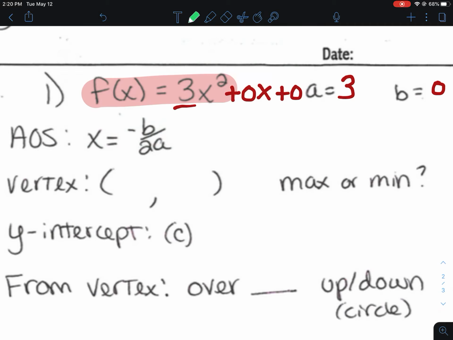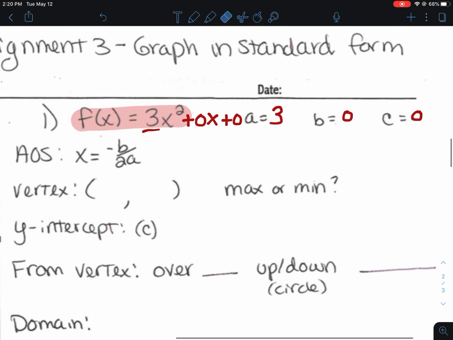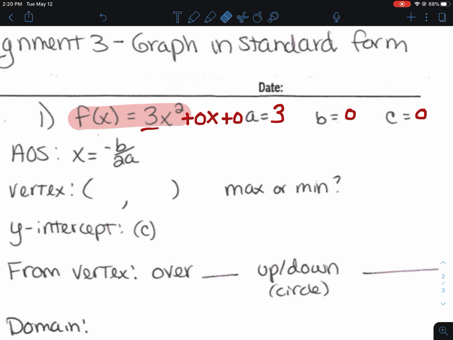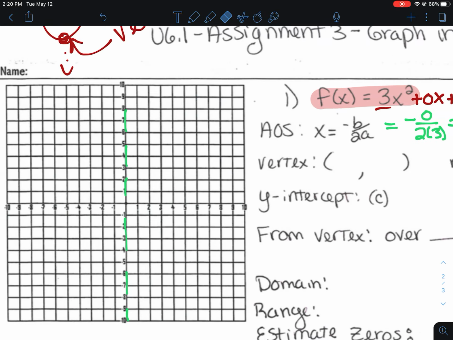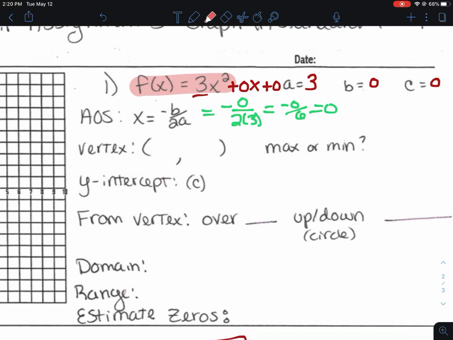To get the axis of symmetry from standard form, we have to do negative b over 2a. In a little while, we'll learn the quadratic formula. This is the beginning of the quadratic formula, all right? So negative b over 2a, look at what we have for values. A is 3 and b is 0. So we have negative 0 over 2 times 3. Well, 0 divided by anything is just 0, right? So the axis of symmetry is 0, which means the center of my graph goes right through the y-axis, okay?